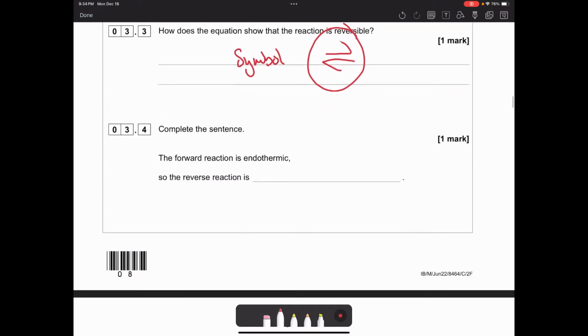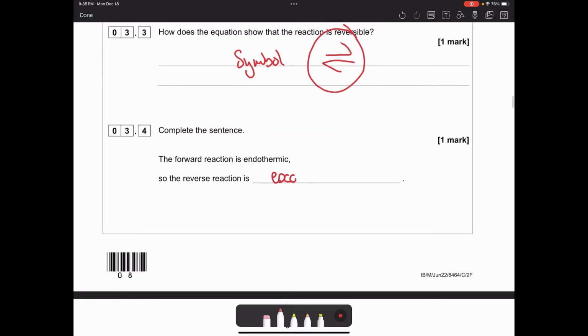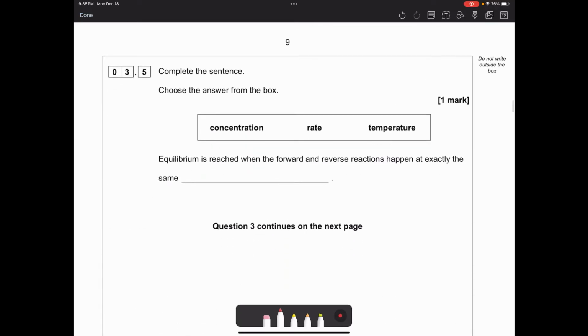Draw out the symbol. The forward reaction is endothermic. So therefore the reverse reaction is basically saying what's the opposite of endothermic? Exothermic. Okay. And then last one, choosing the word from the box. Equilibrium is reached when the forward reaction and reverse reactions happen at exactly the same rate. So remember, this is rates of reaction. It's basically the speed of a chemical reaction, how much you're making a certain amount of time. If you are at equilibrium, things are equal, your forward rate is equal to your reverse rate.